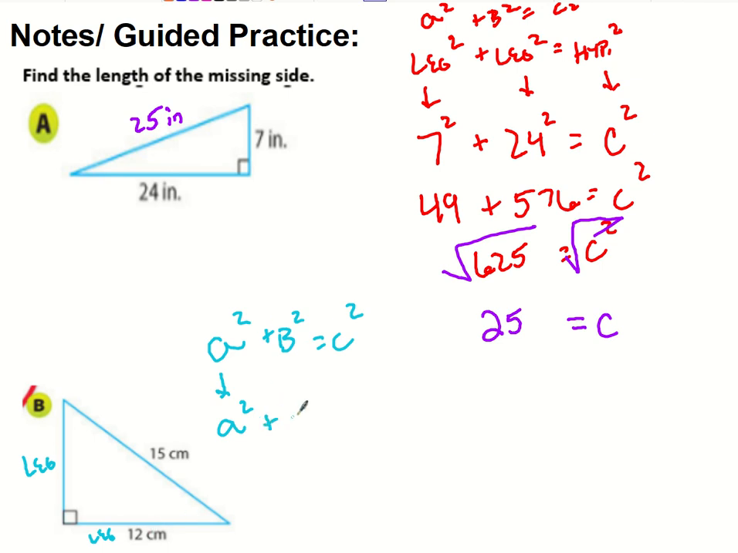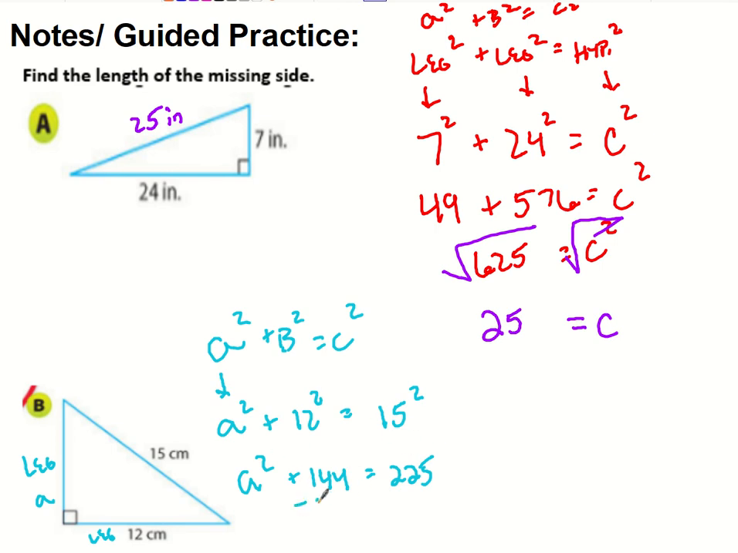My second leg is 12, so that's 12 squared. And then my hypotenuse is 15, so that's going to be 15 squared. So here is me using the Pythagorean theorem. I plugged in all the values that I know. I know one of the legs. I'm missing a leg, so that's why I just used a squared. And I plugged in my other side lengths. Now I can actually square them. So that's 144. This is 225.